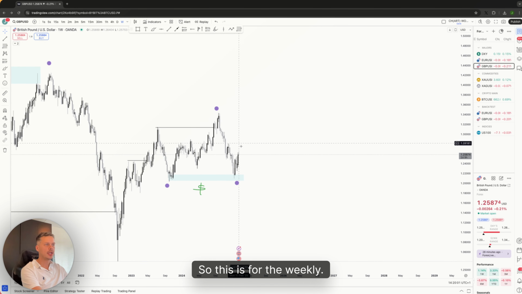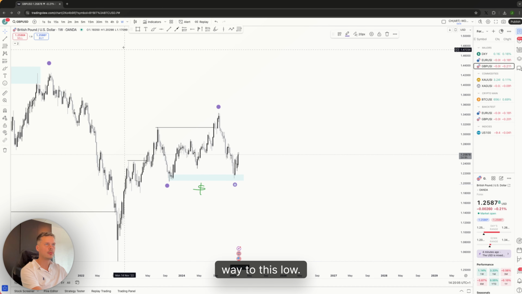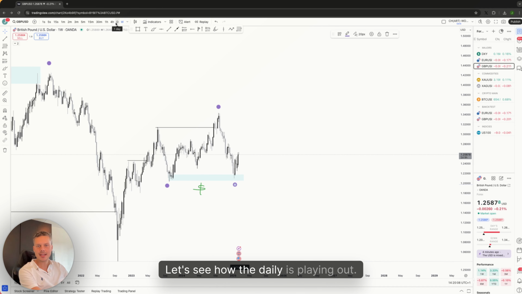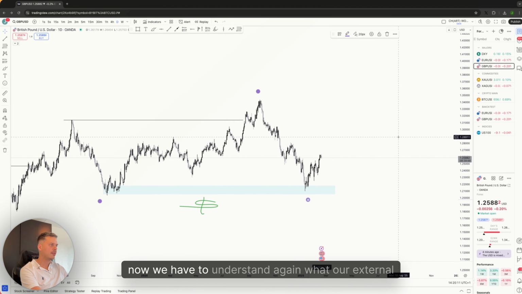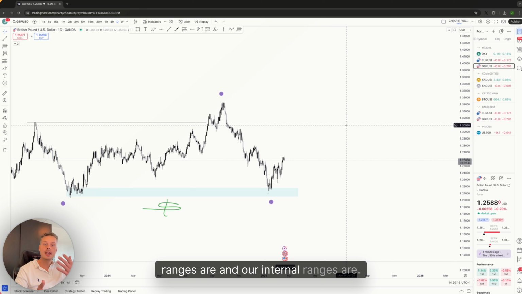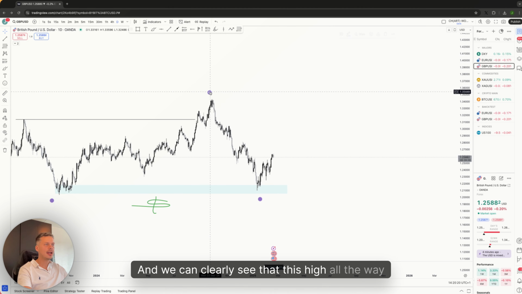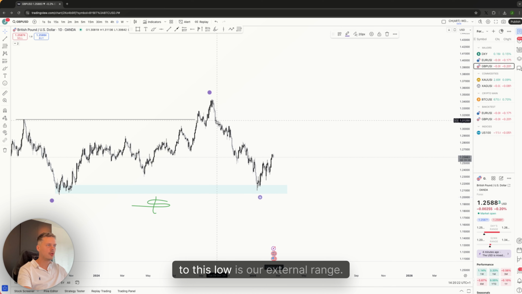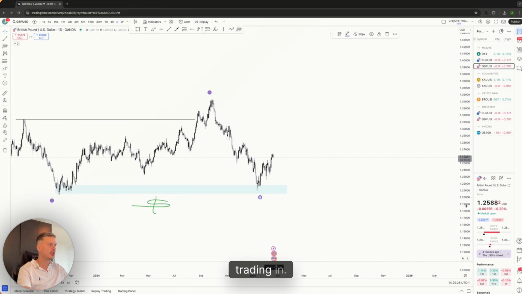So this is for the weekly. Let's say the weekly is from this high all the way to this low. Let's see how the daily is playing out, right? Because now we have to understand again what our external ranges and internal ranges are. And we can clearly see that this high all the way to this low is our external range. This is the main range where price is currently trading.